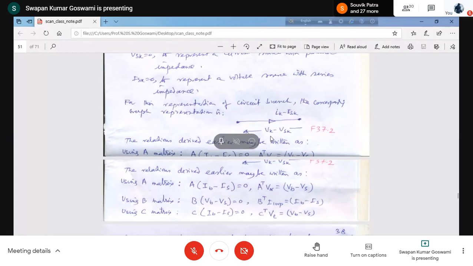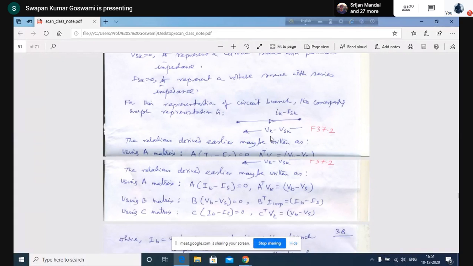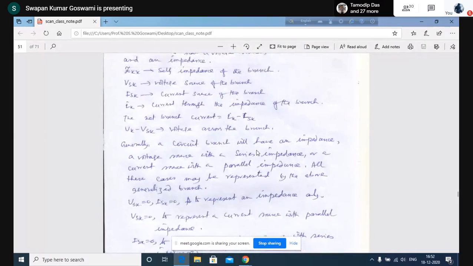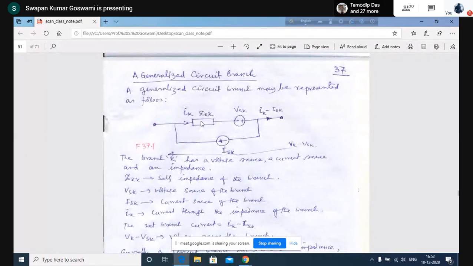What is VB? VB means the vector of element voltage drops. In this particular case it will be Z11 into I1, Z22 into I2, like that. Z being the branch impedance, the current through this branch multiplied by the branch impedance is the voltage drop.